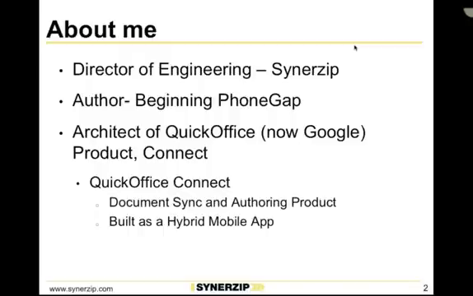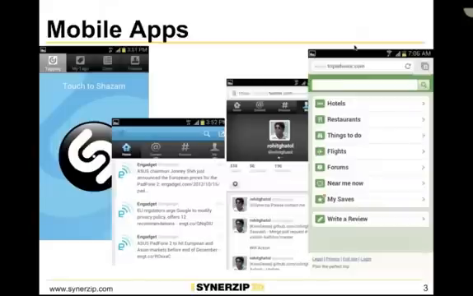A little bit more about me, just to let you know what I have been doing, so you have more confidence in what I'm saying. Last year, I wrote a book called Beginning PhoneGap for Apress. I was also architect of a product line called QuickOffice Connect for a company named QuickOffice, which was taken up by Google recently. It was a document sync product, which was actually built as a hybrid mobile application. So whatever I'm talking about hybrid mobile applications today would be based on my experience from working on this product.